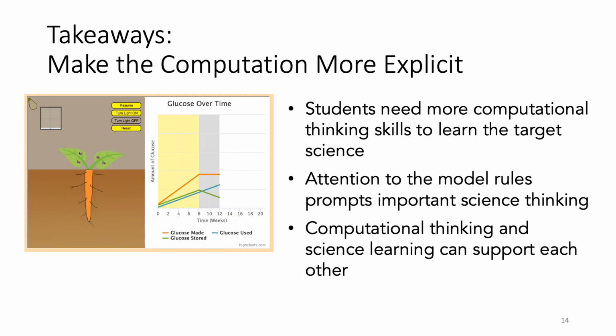Takeaways. Even with pre-built models, we can make the computation more explicit so that students get needed practice thinking about it. We should continue examining the kinds of computational thinking that students need when they use computer models of science phenomena. Our results show that students struggle to identify model rules, to tell which variables are included in a model, and to distinguish science concepts from operationalized rules that a computer program could follow.